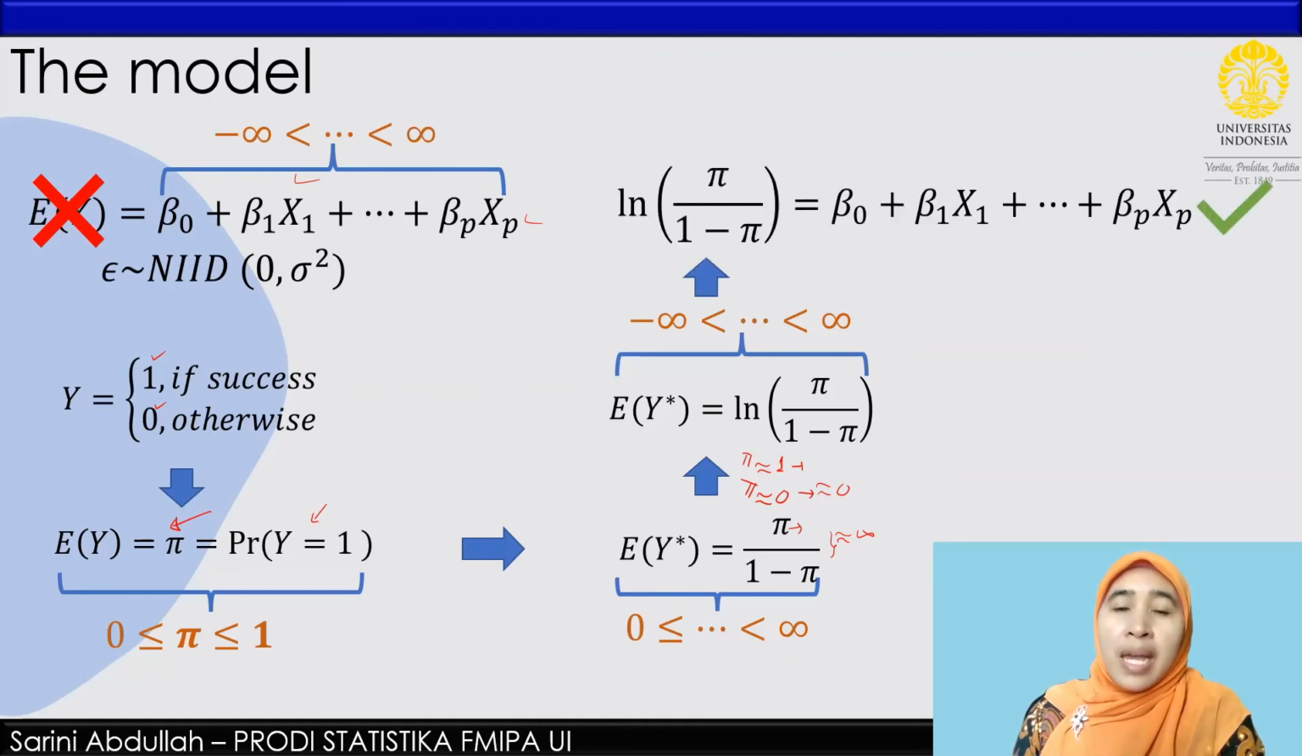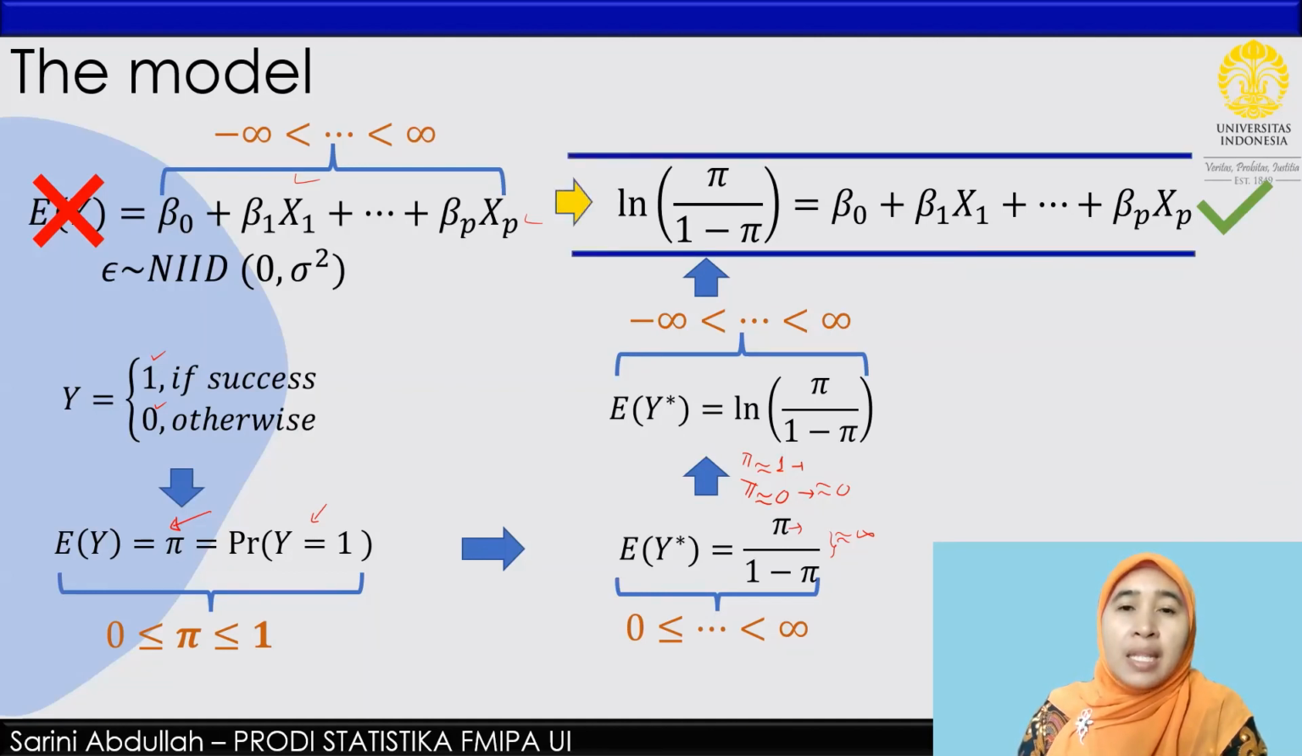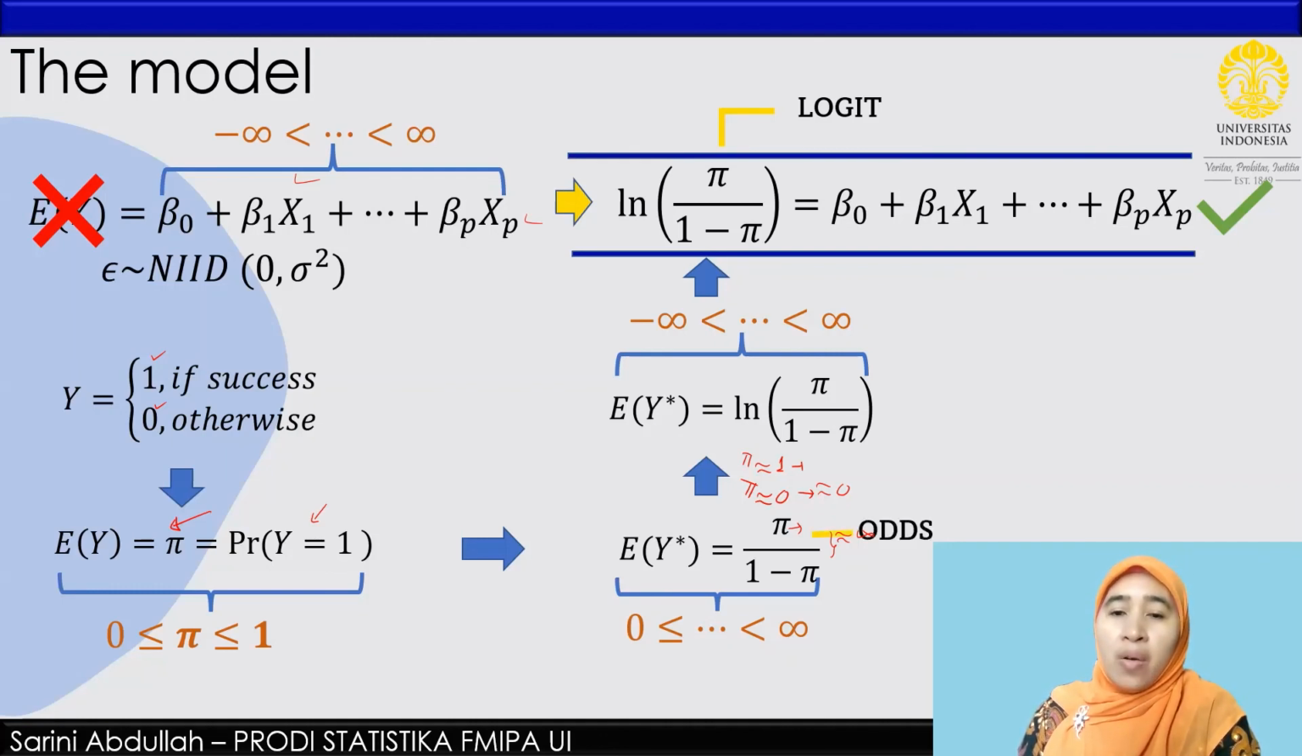So in our model, instead of expected y, the response variable, the logarithm of pi over 1 minus pi, would be a better choice to model this problem. This is called the logit model. The logarithm of pi over 1 minus pi is called the logit link function, where pi over 1 minus pi is called the odds, or sometimes we call it the risk.